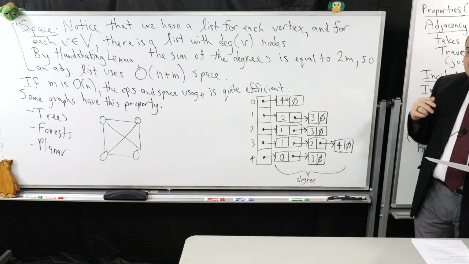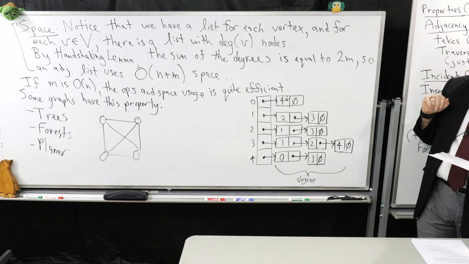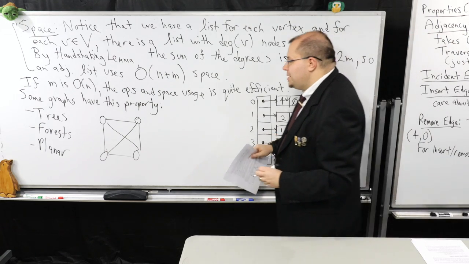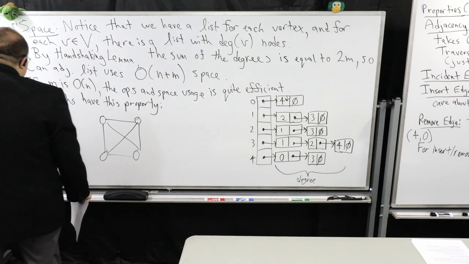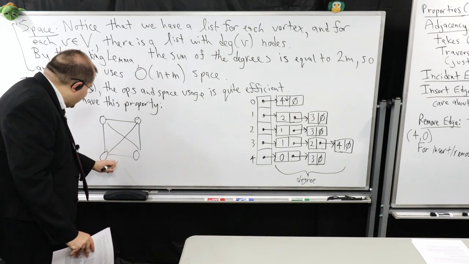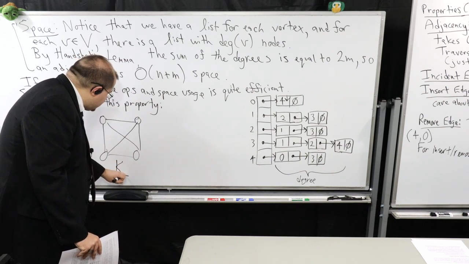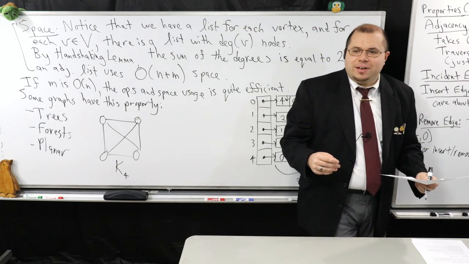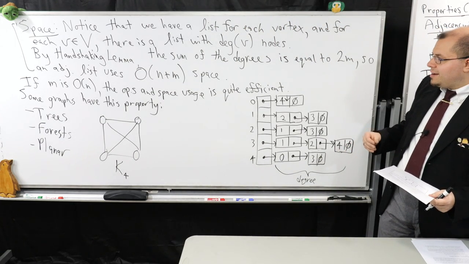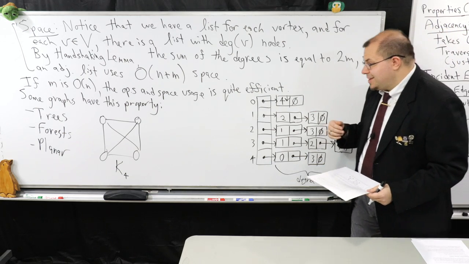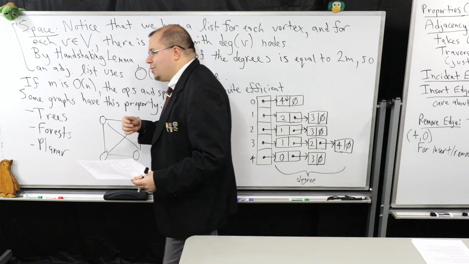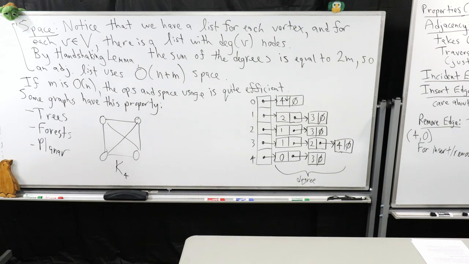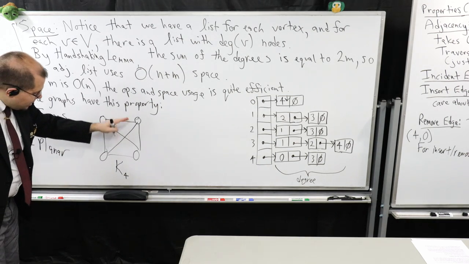Now, if you look carefully at this graph I have here, you might notice it's actually K4. I didn't draw it this way last day, but that's K4. Notice that every vertex is adjacent to every other vertex, and there are four vertices. So that's the complete graph on four vertices. Now, the way I drew it, I have two edges crossing.